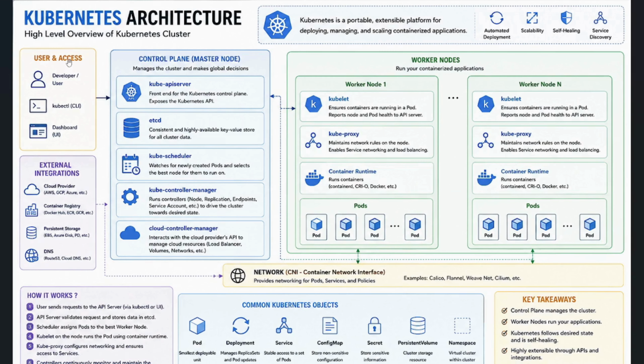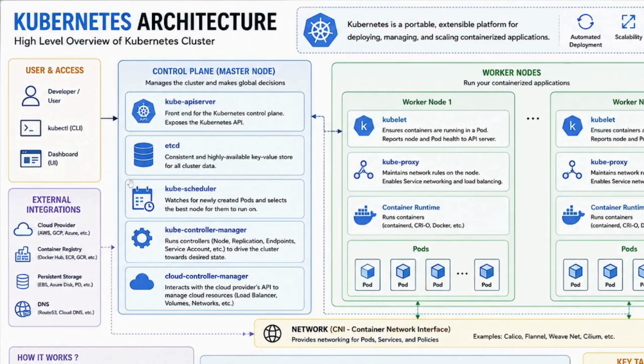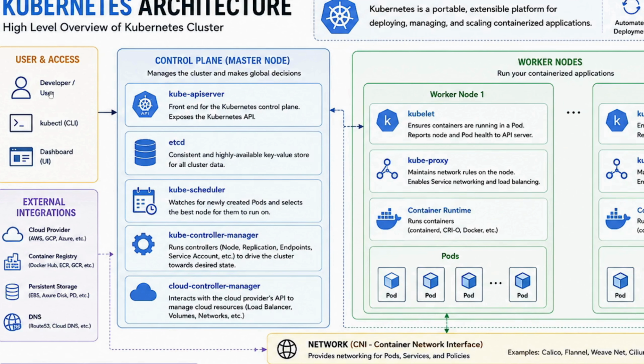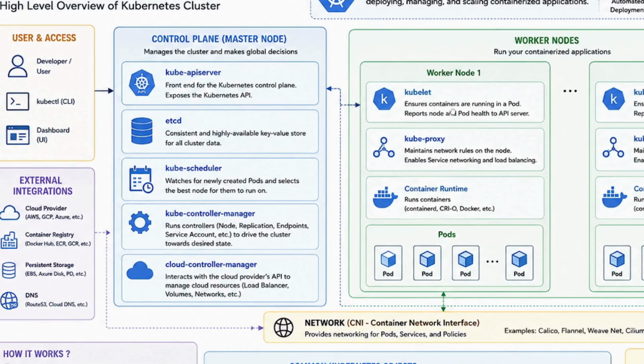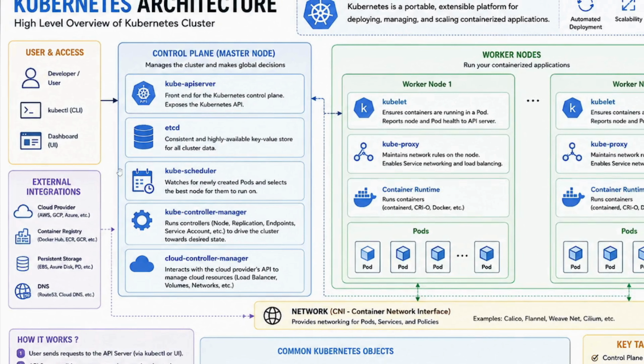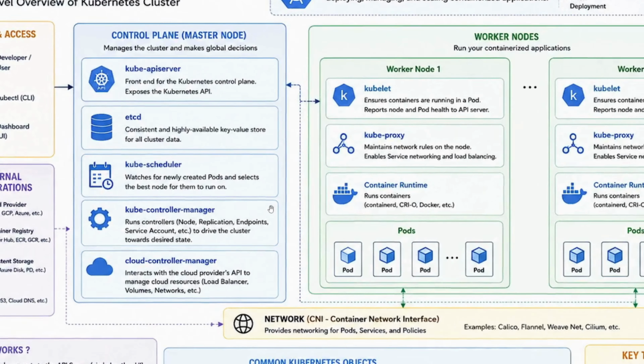And then obviously we'll have the external integrations, or the user and access part, where there could be multiple kinds of clients, like a developer or a user. Then we will have the CLI, and we can have the UI part, which will communicate with the control plane. The control plane will give the details back to the client and do the activities using the worker nodes, etc. So this is how the high level architecture of Kubernetes looks.